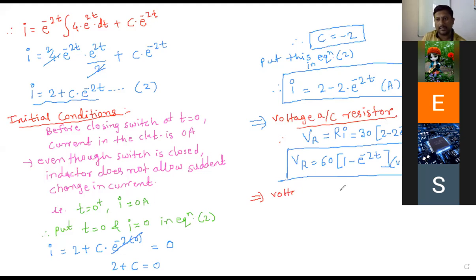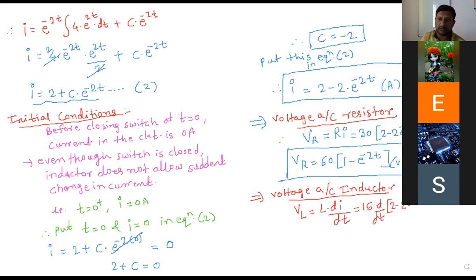Now similarly, can we find the voltage across inductor? What is the formula of voltage across inductor? VL is equal to L into di by dt. So L is 15. So the derivative of the I term, that is 2 minus 2 into e raised to minus 2t, you have to take the derivative with respect to t. So can you solve this derivative and tell the answer?